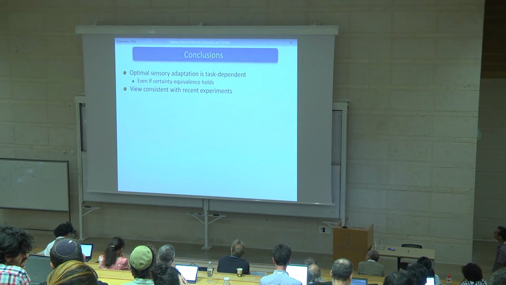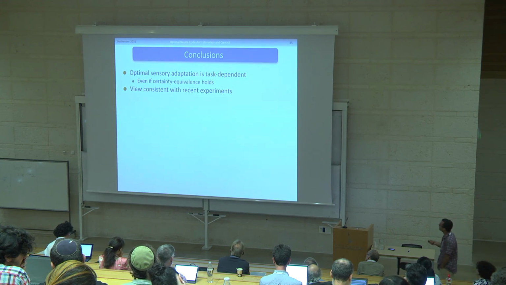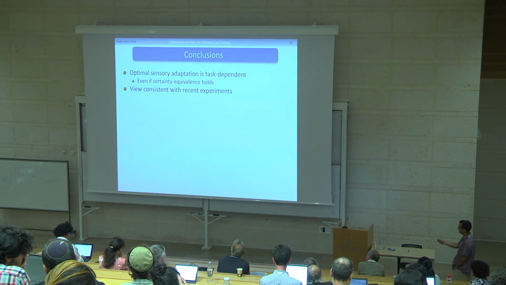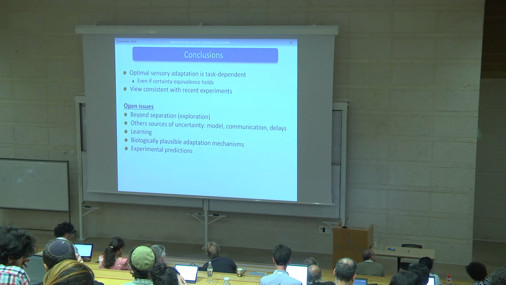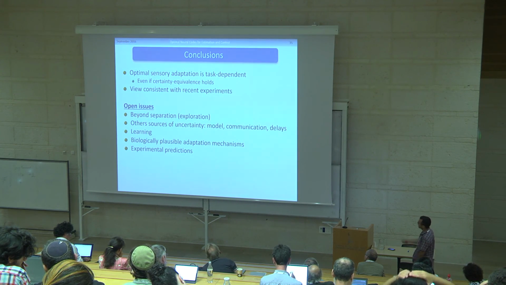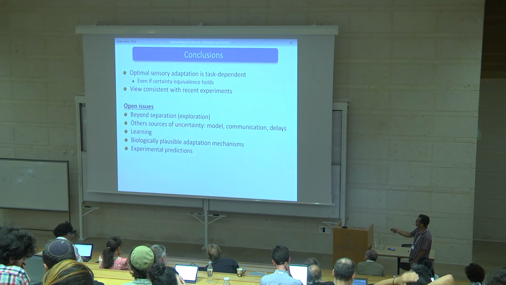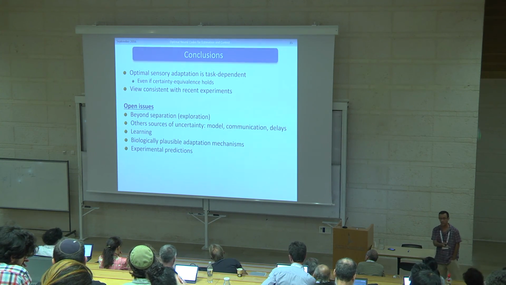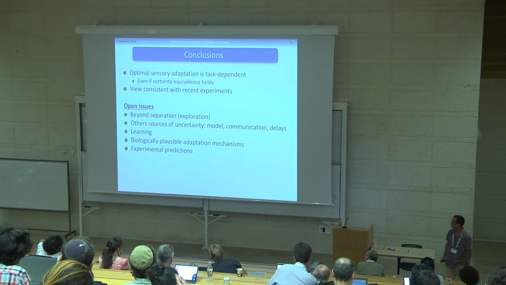So let me just conclude here by saying that optimal sensory adaptation in general should be task dependent, and we've shown that this is the case even in conditions where certainty equivalence holds. And this view is consistent with recent experiments. Again, there are obviously many open issues. I did not discuss the important issue of exploration, which was widely raised here and is obviously of great importance.